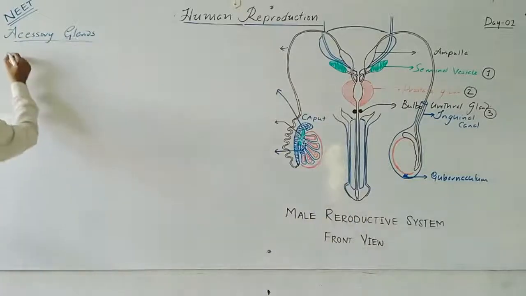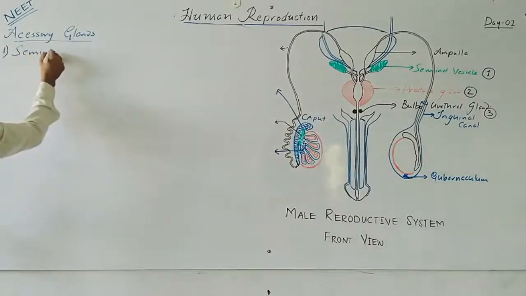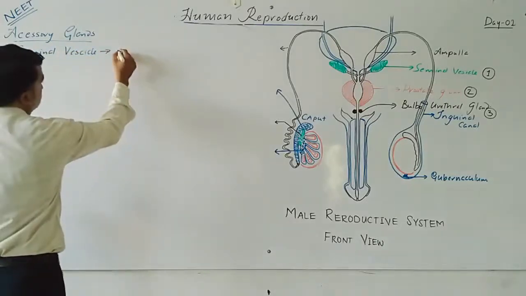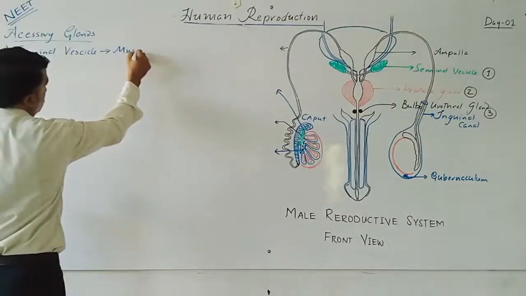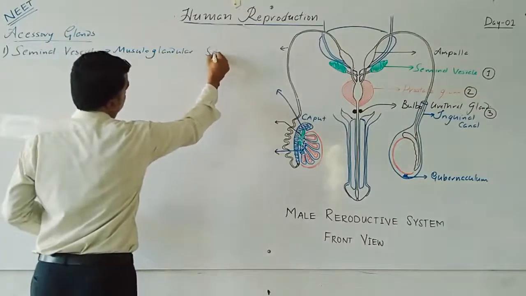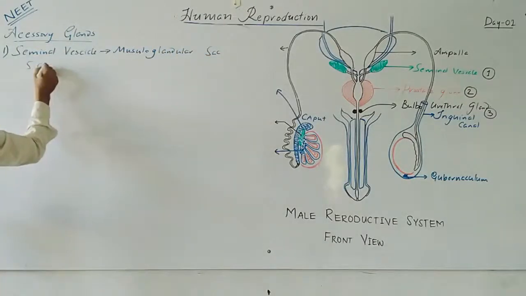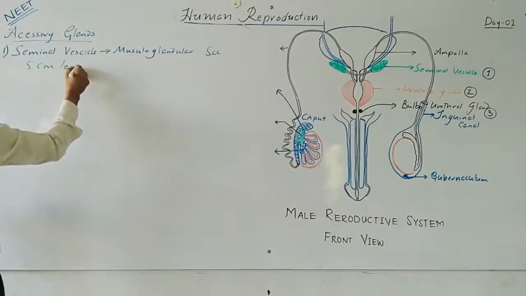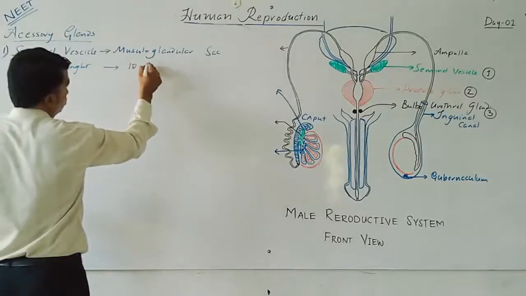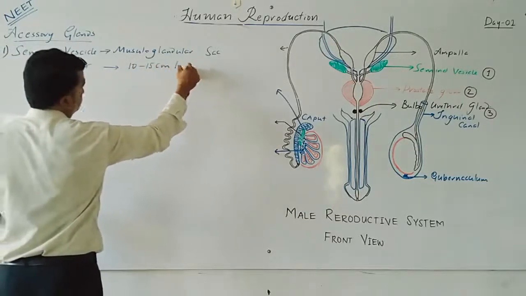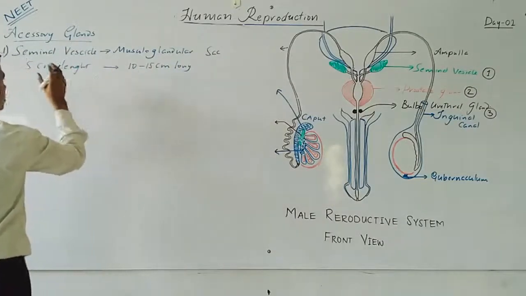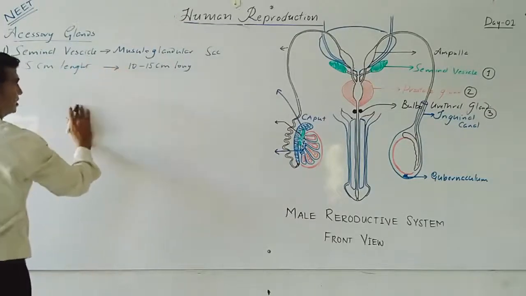First one is the seminal vesicle. It is a musculoglandular sac, almost measuring 5 cm in length. If you uncoil it, it is almost 10 to 15 cm long. So it is a musculoglandular structure, the usual length is 5 cm, and if you uncoil it, 10 to 15 cm.